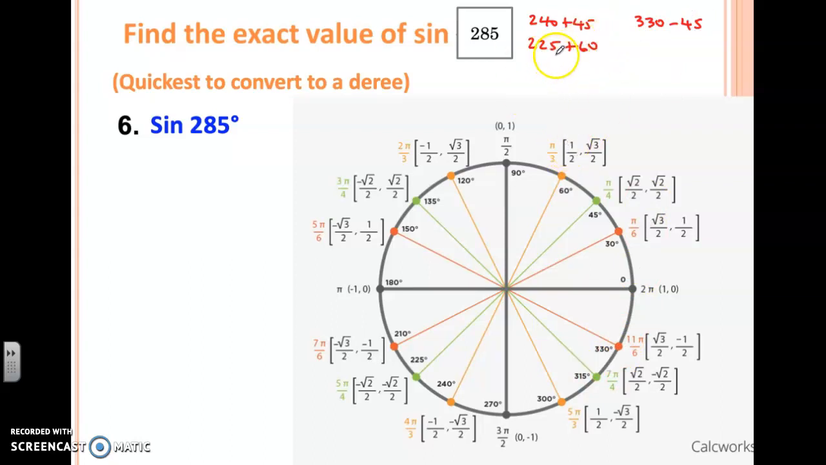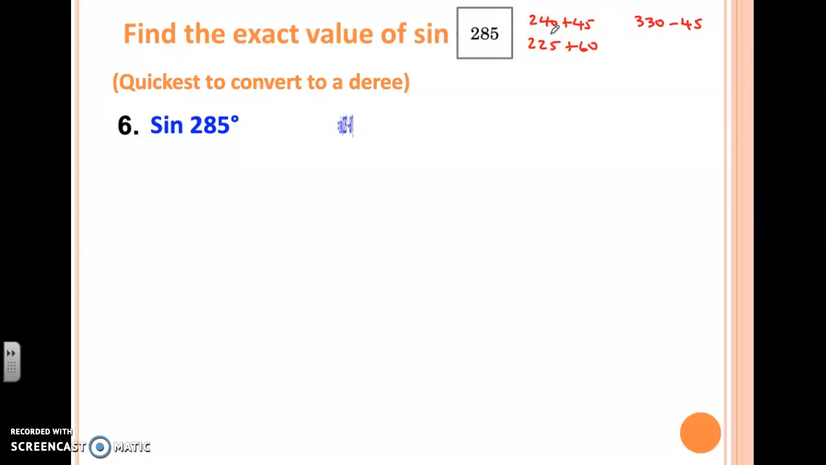Any of them will work, okay? And the idea is to see which one we're going to use. And I'm using the unit circle to find those angles. Again, you need to know those multiples. All right, let's go. So we're going to use 225 and 60.